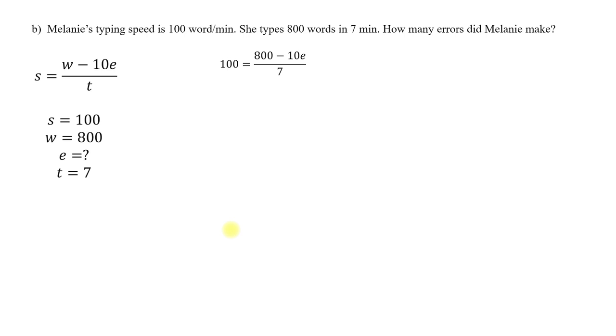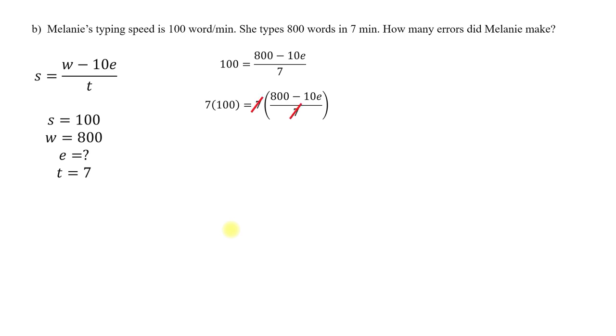100 equals 800 minus 10E over 7. So now we're going to solve for E. Because we have a 7 in the denominator, we want to get rid of that to make our equation a little bit simpler. So we multiply the right-hand side by 7 to get rid of the denominator. Because we do that, we have to multiply the left-hand side by 7 as well.